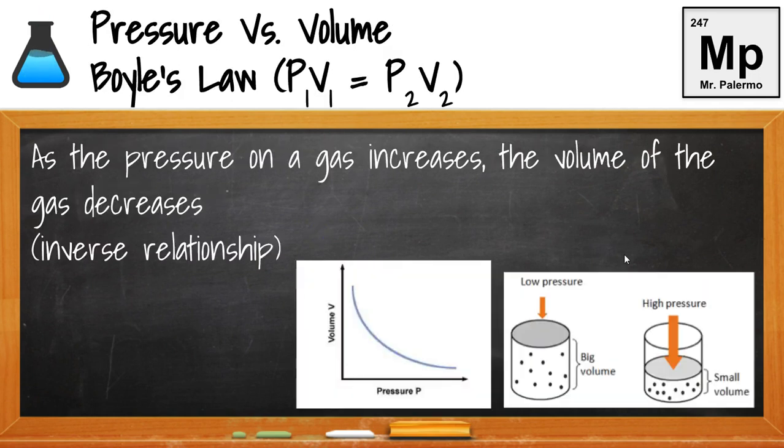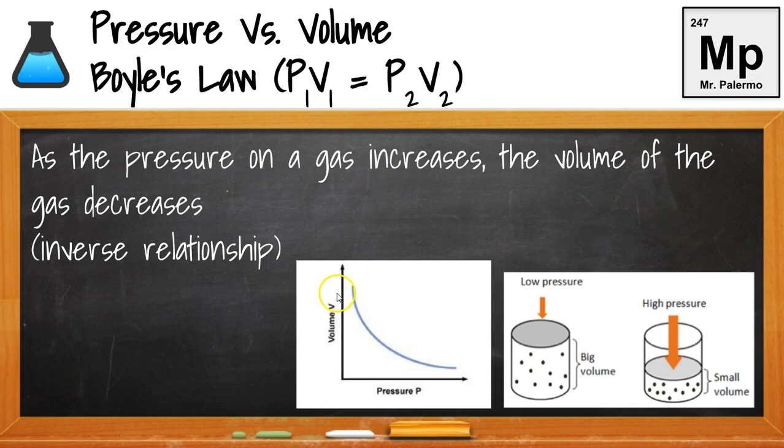Now let's look at our gas laws. There are going to be 3 gas laws we're going to look at. The first one is going to be the relationship between pressure and volume. It's called Boyle's law, but we do not need to remember the name. In Boyle's law, this pressure versus volume, we have an inverse relationship, meaning as the pressure on a gas increases, the volume, the amount of space of the gas, is going to decrease.